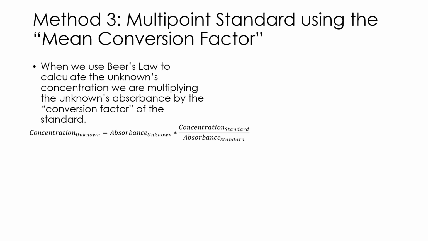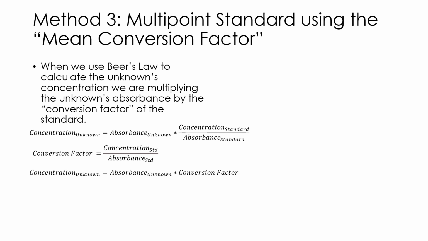The last method we can use to determine the concentration of an unknown sample is also based on Beer's law, but utilizes the data from all the standards that we tested. When we use the equation below to calculate the concentration of our unknowns, we are actually multiplying the unknown's absorbance by a constant conversion factor for the standard. The conversion factor can be calculated as the standard's concentration divided by its absorbance. We can then multiply each unknown's absorbance by this conversion factor.